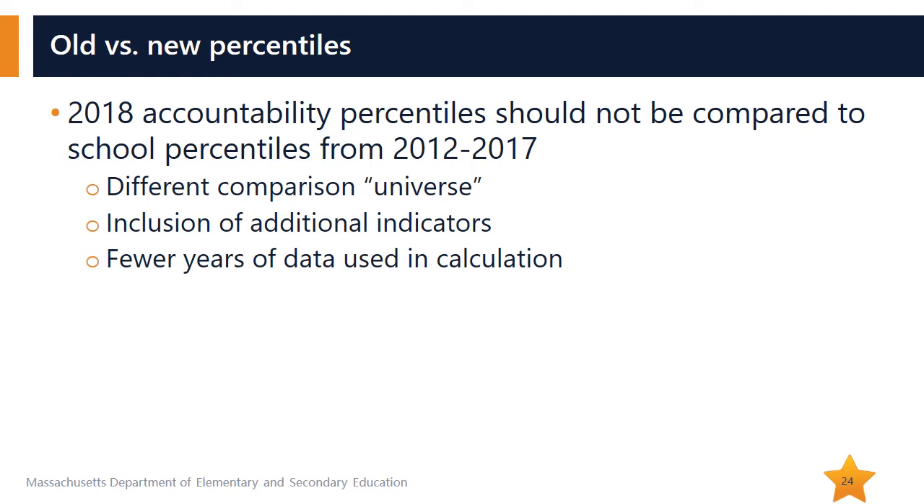So, under the old system, a middle school was compared to about 300 other middle schools. Now they will be compared to about 1,200 elementary, elementary middle, and middle schools combined.